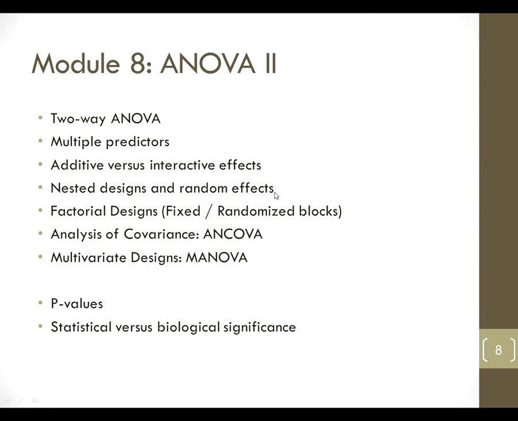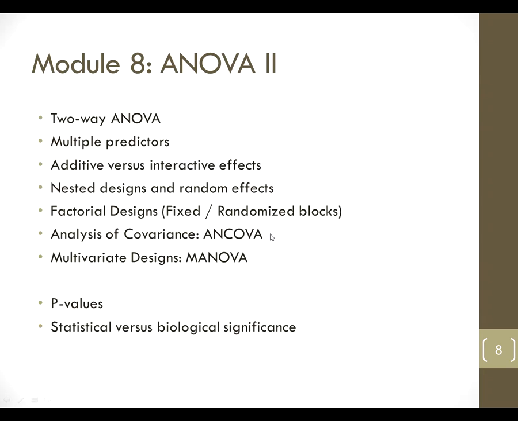We talked very briefly about nested designs and random effects, where you have repeated measures on the same individual. So that assumption of independence of our points is sort of violated, and you can account for that using random effects. We talked about a few different ways that people sometimes set up their experiments in these factorial designs: fixed designs, randomized blocks. And then we talked about analysis of covariance.